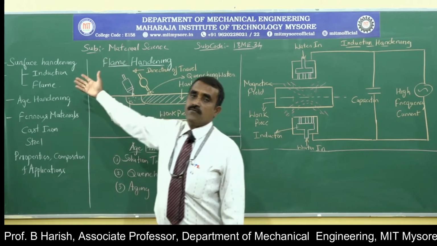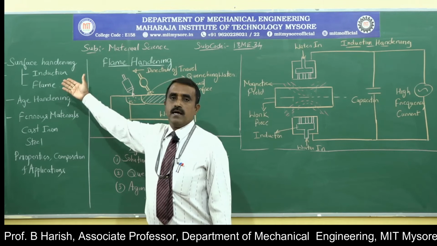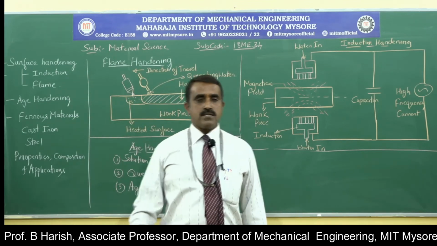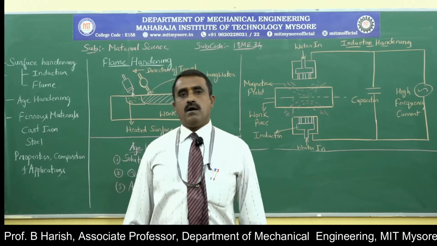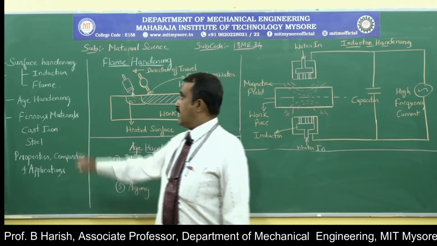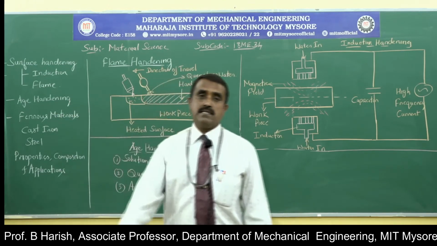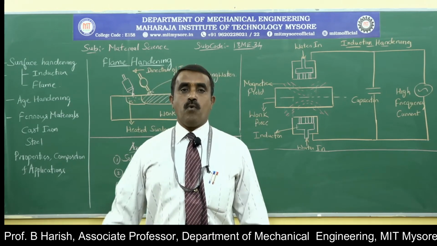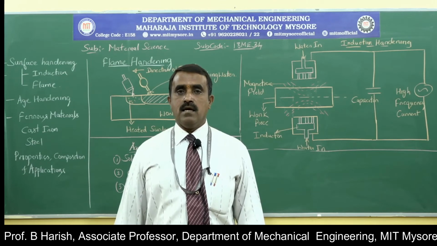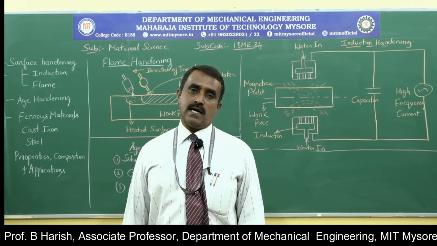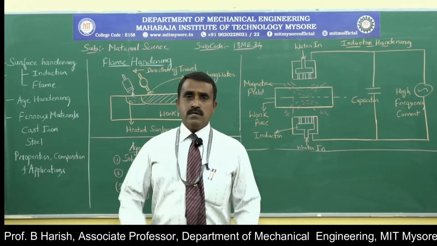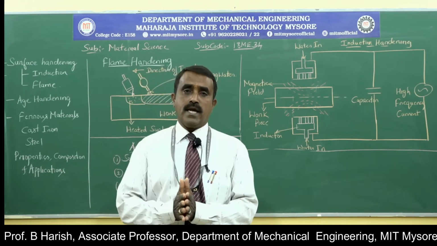In surface hardening, we got two types. We will discuss induction hardening and flame hardening. Next, we will discuss one more topic that is called age hardening. So, what is age hardening? How is hardness increased, or why is it called age hardening? What is the process of age hardening? That is the next topic. So, these are the topics related to heat treatment.